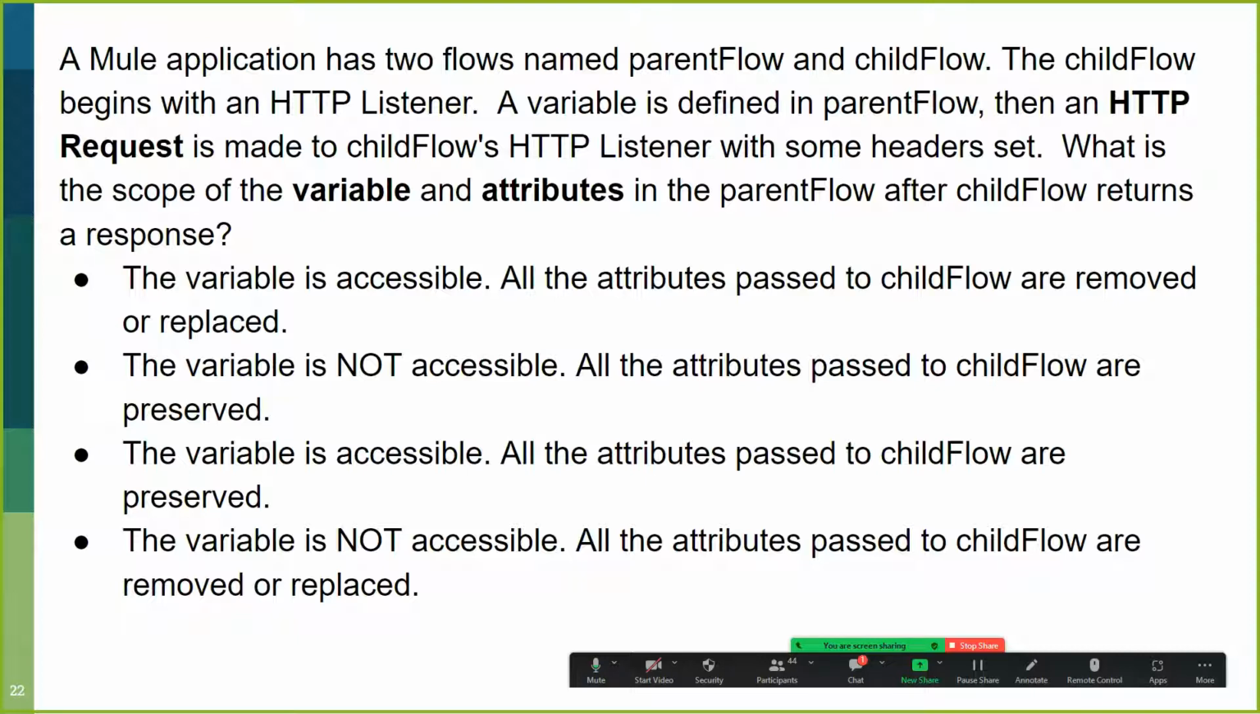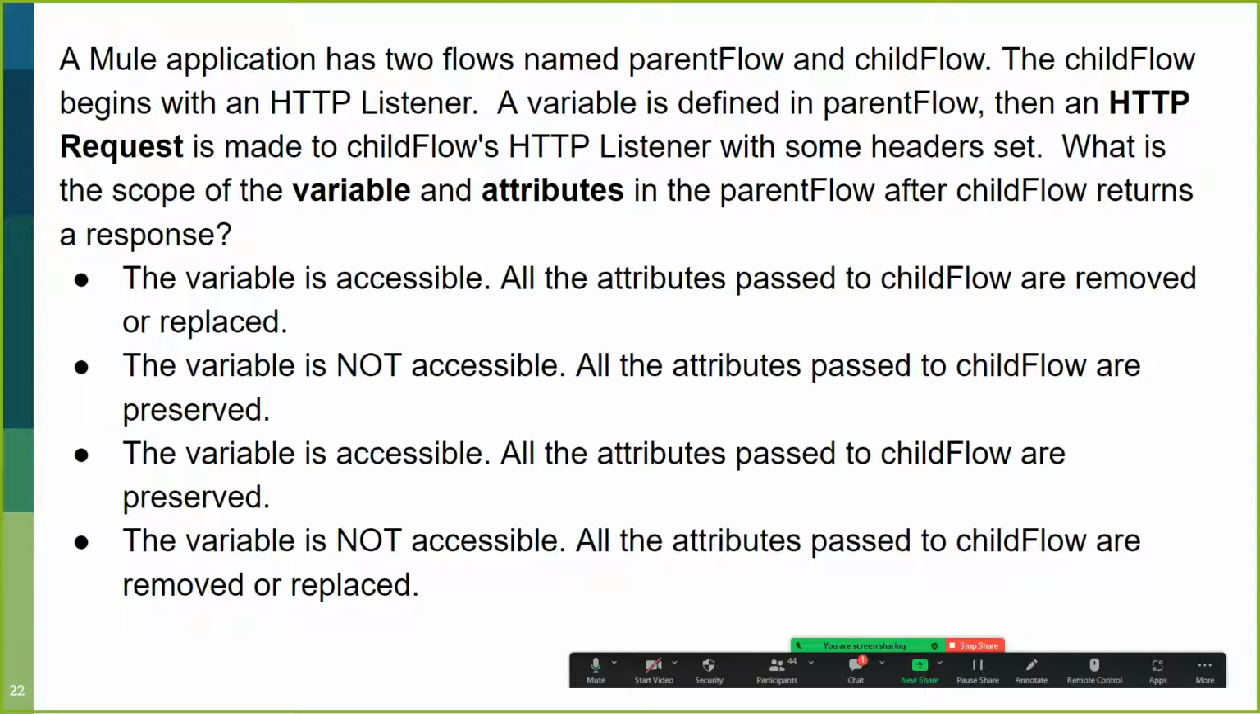What is the scope of the variable and the attributes in the parent flow after the child flow returns a response? About the variable, we said the original variable stays there. The variable in the main flow stays there. It doesn't go to the child flow, and it doesn't get overwritten. So after the HTTP request, the variable will still be there.